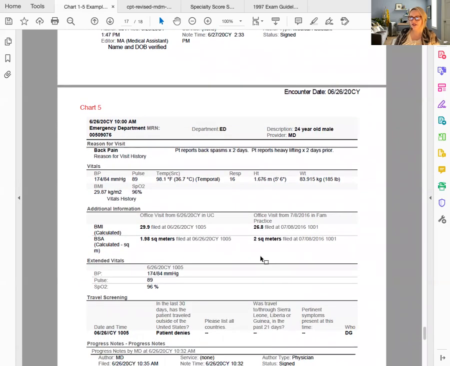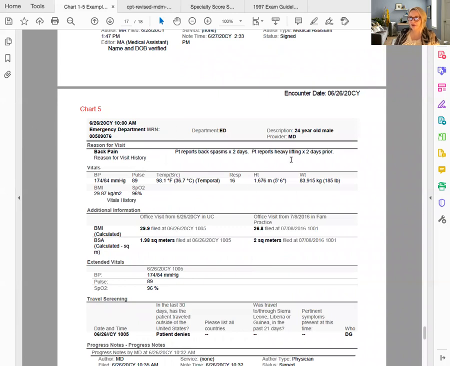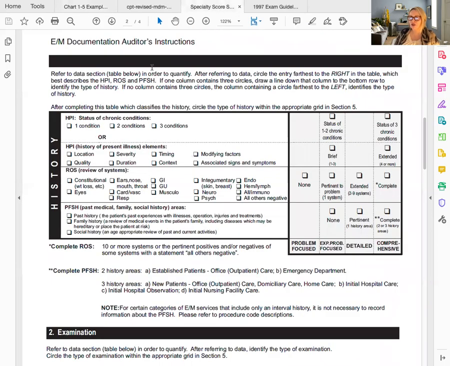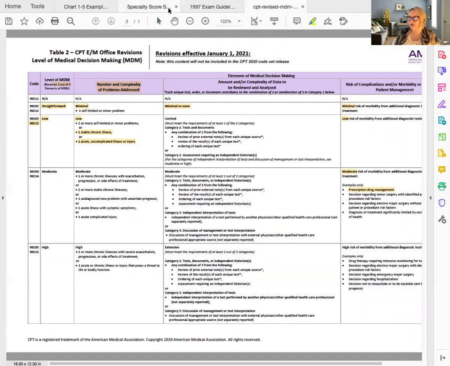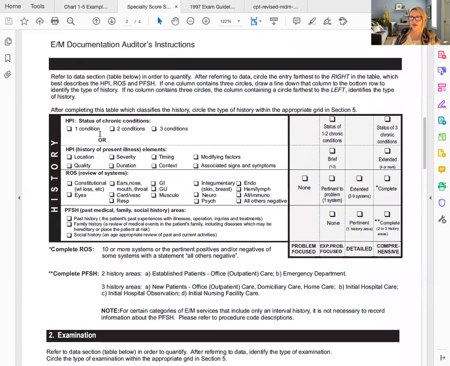Your last chart here is in the emergency department. Keep in mind in the ED, you are going to be looking at elements of history and exam. So this is where we would come over to our saved Novitas chart. We'll take our MDM away for a moment, and we'll be looking at elements of HPI, either by status of chronic conditions or the amount of elements documented, how many review systems, and how much of those past medical, family, and social histories are documented.